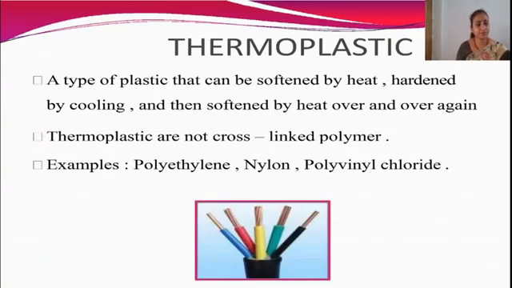Thermoplastic polymer. On the basis of the engineering properties, we can say the polymers are of two types. First one is thermoplastic and next one is thermosettings. Thermosettings we will explain in the next slide. Thermoplastic, a type of the polymer plastics that can be softened by heat, hardened by cooling and then softened by heat over and over again. Examples of this thermoplastic polymer are polyethylene, nylon, polyvinyl chloride, polyacrylonitrile.